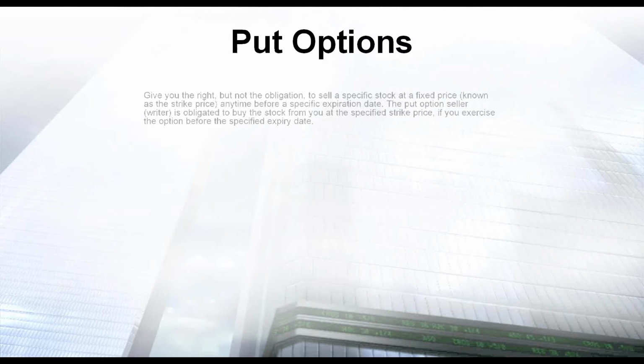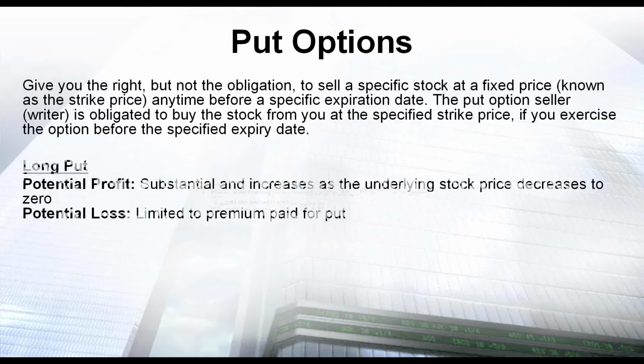Puts give you the right, again, but not the obligation, to sell a specific stock at a fixed price, known as the strike price, okay? Anytime up to expiration. The put seller, on the other hand, is obligated to buy that stock from you at that specified price if you exercise that contract. Now, for a long put, the potential profit could be substantial and increases as the underlying stock decreases on its way to zero. Your potential loss is limited to the premium you paid for the put.